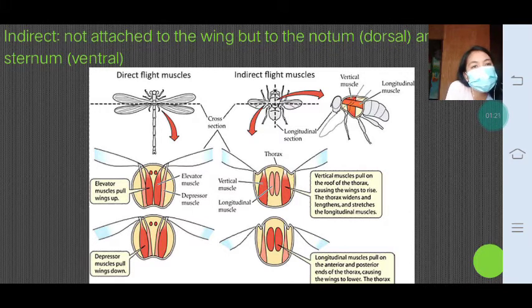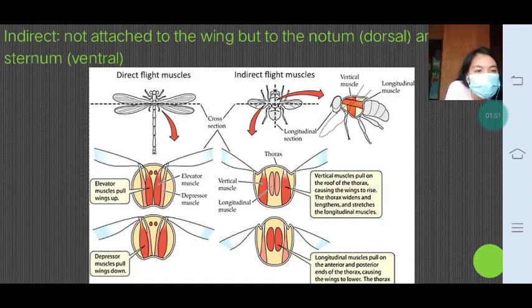Then, indirect flight muscles, meron rin siyang dalawang part na nagko-control sa kanyang wings. Ito ang vertical muscle at longitudinal muscle. So, vertical muscle pull on the roof of the thorax, causing the wings to rise. So, yung vertical muscle naman siya yung nagpupull sa roof ng thorax para tumaas ang wings ng insect.